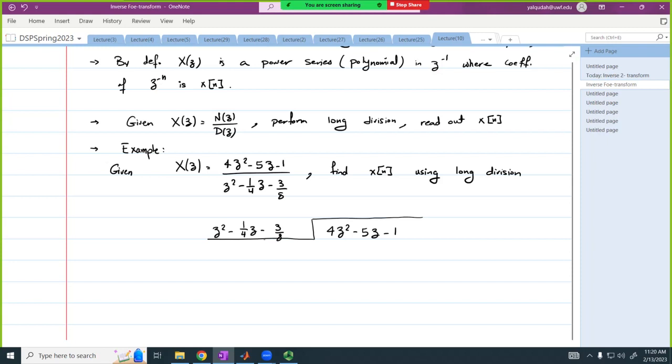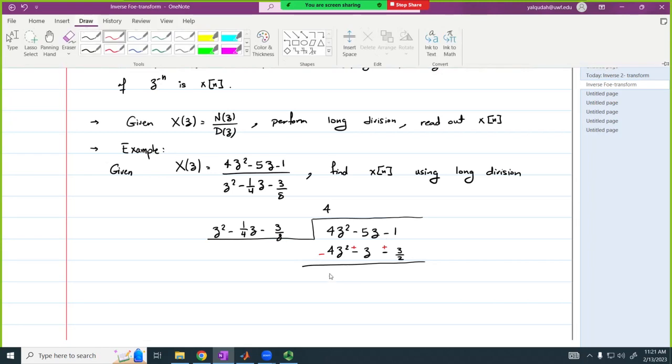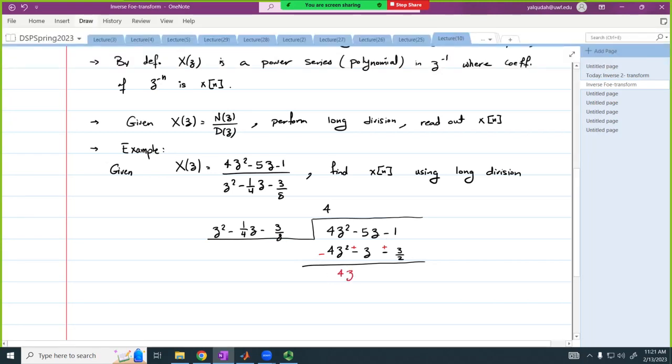Okay, so if we divide these two polynomials, what is 4z squared over z squared? A 4. Then we multiply, we're going to get 4z squared minus z minus 3 over 2. What do we do next? Subtract. We flip the sign. We subtract them. This is going to become positive. This is going to become positive. We add the two together. We're going to get a negative 4z plus 1/2.